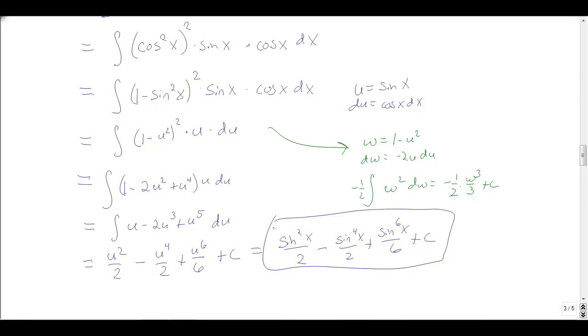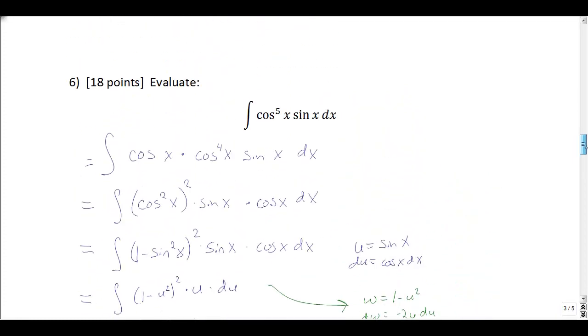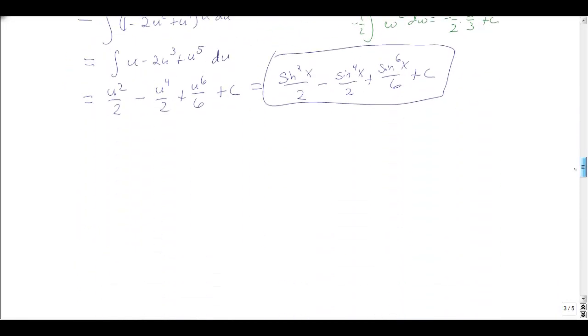Okay, and that everything there is just fine here, but it's more work than you really needed to do here. So let's go back to our original problem. Let's see if we can copy. Whoops, no, it's not going to let me copy that. Oh well. So what I'm going to get is cosine to the 5th x times sine x antiderivative. So I'm going to do an antiderivative cosine to the 5th x times sine x dx.